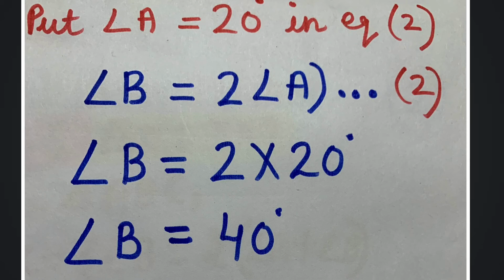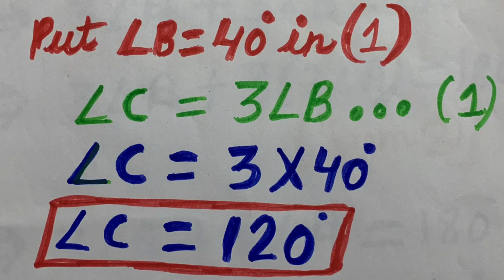In this equation, I will put the value of angle A. Angle B as it is equal to 2 into angle A. In place of angle A I will put its value 20 degrees. So the value of angle B comes: 2 into 20, that is 40 degrees. I have found angle A as well as angle B. Now I will find the value of angle C.